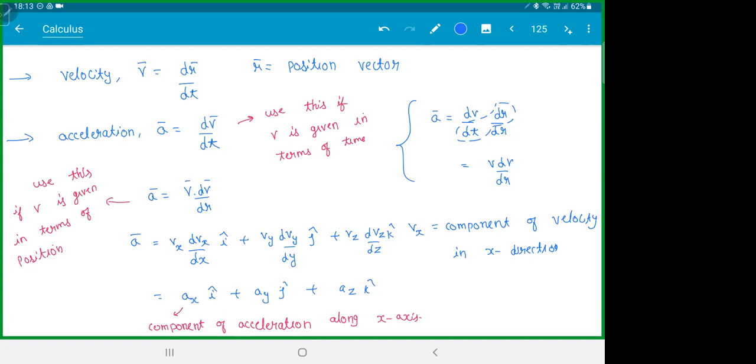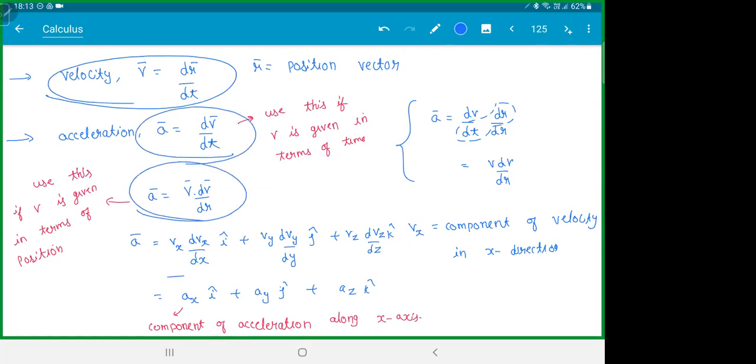So these things you know now, Mayuka. Velocity is dr by dt. Acceleration is dv by dt. Or it can be written as velocity into dv by dr, which can be written as three components: vx dvx by dx, and so on. Yes, sir.